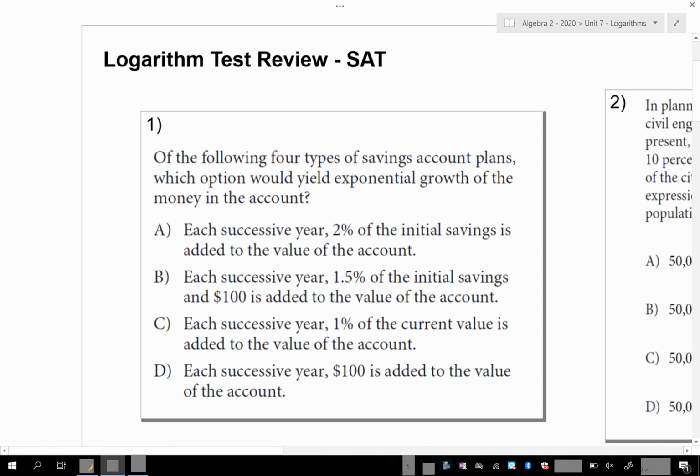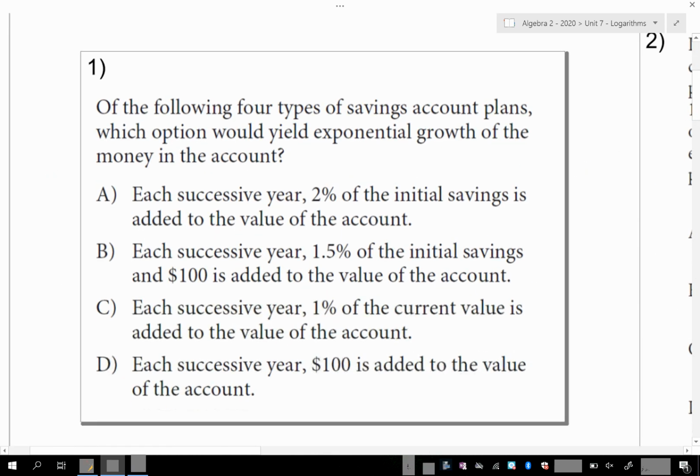This video is going to go over the SAT questions for the exponential and logarithm test coming up. All right. So let's start with number one.